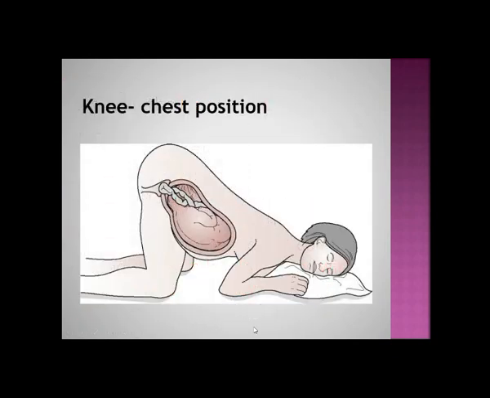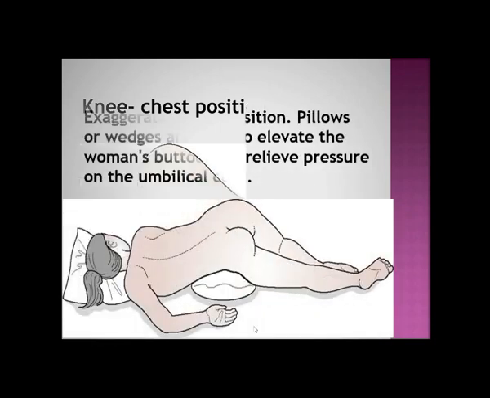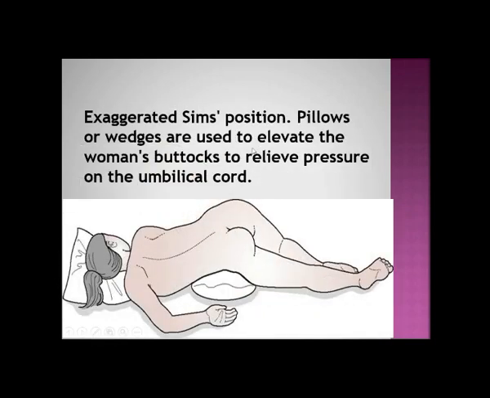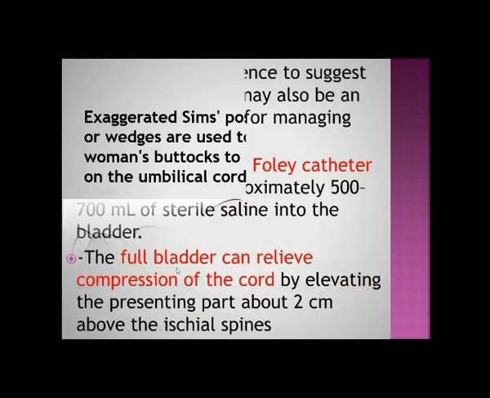I will show the picture. This is the knee chest position. This is the exaggerated Sims position. The pillow or wedges are used to elevate the woman's buttocks and relieve the pressure on the umbilical cord.